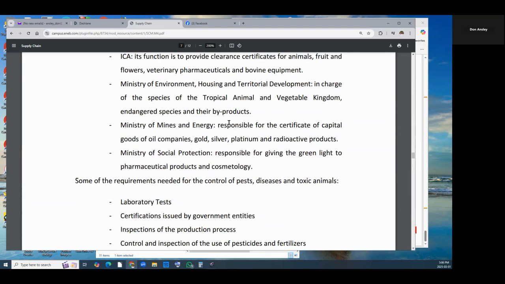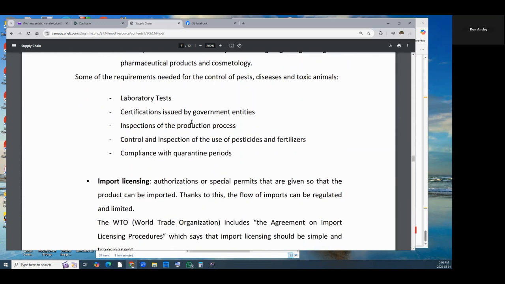Ministry of Mines and Energy, responsible for the certificate of capital goods of oil companies, gold, silver, platinum, and radioactive products. Ministry of Social Protection, responsible for giving the green light to pharmaceutical products and cosmetologies. Some of the requirements needed for the control of pests, diseases, and toxic animals are things like laboratory tests, certifications issued by government entities, inspections of the product production process, control and inspection of the use of pesticides and fertilizers, and compliance with quarantine periods.